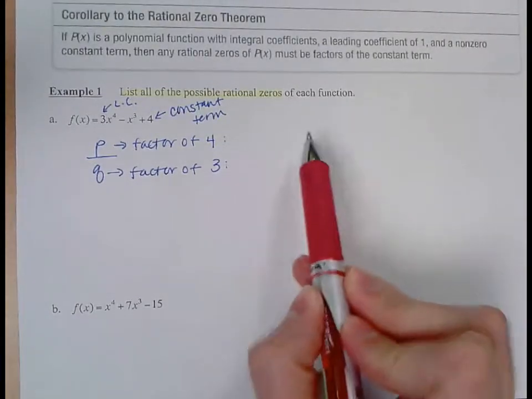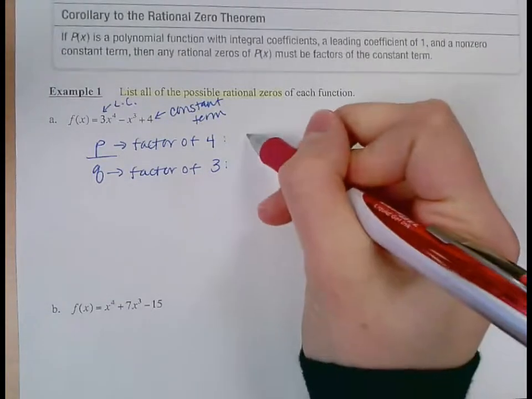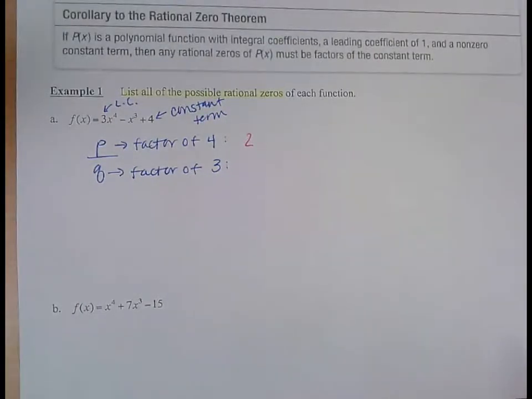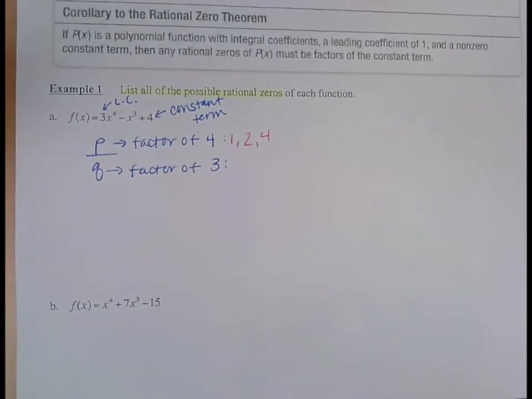So what numbers are factors of 4? What numbers multiply to equal 4? I heard 2 and 2. So 2 is a factor. What else could you multiply to get 4? 1 and 4. And I'm just going to list them in order. So 4 only has 3 factors: 1, 2, and 4. And then what are factors of 3? 3 and 1, or 1 and 3.